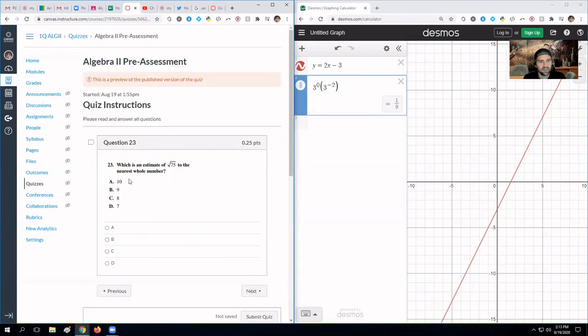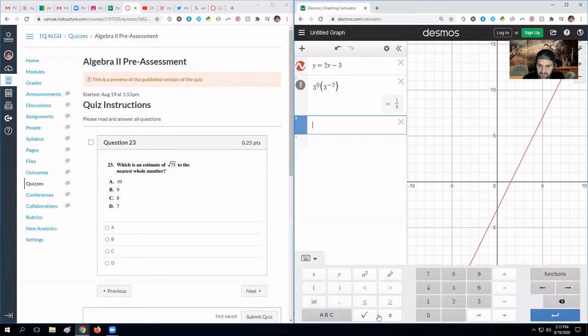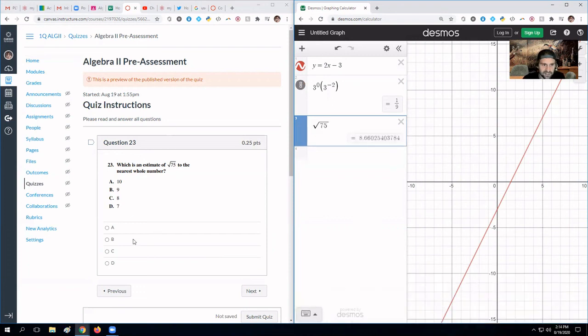All right, estimate. Okay, which one is this one true? Well, we can just type it in. If we want to get the square root button on Desmos, we have to pull up a little keyboard here. The square root of 75 is 8.666, so that is in between 8 and 9. It's actually closer to 9.